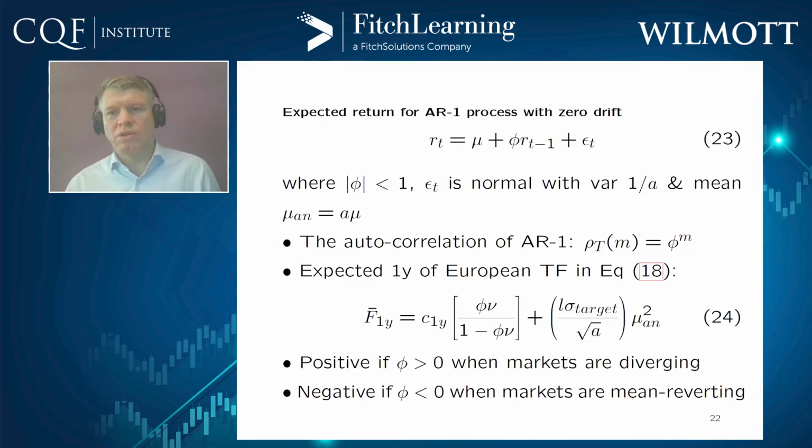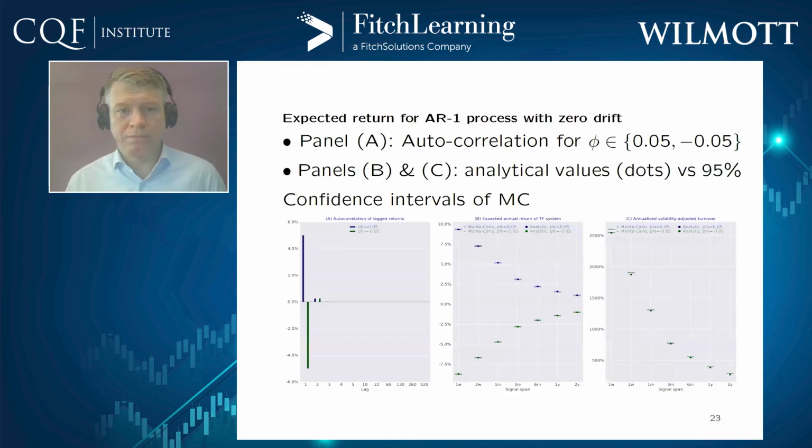And we can show in Formula 24 that we actually get the expected return. Now we have positive return when phi is positive, right? When phi is positive, it means that the market continues, the trend continues. And in the opposite case, if the AR(1) coefficient is negative, it means markets are mean reverting short term, which means trend following is not profitable.